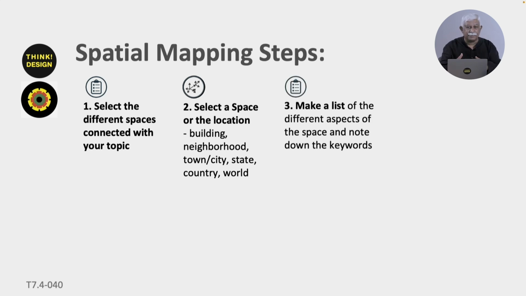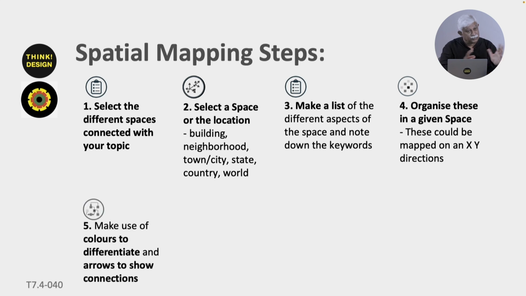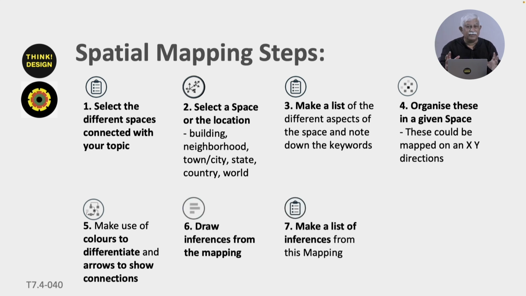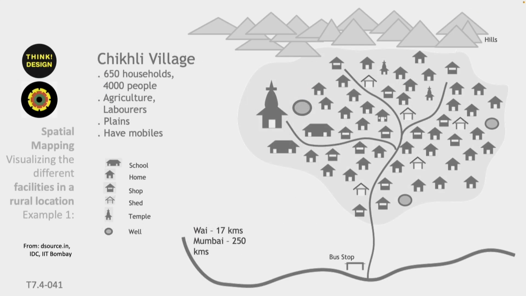Make a list of the different aspects that you need to put on the space and note these down as keywords and organize them in the given space. You can make use of both the x and y coordinates as directions to do this. Make use of colors to differentiate and arrows to show the connections, so it means that it has started from here and gone to the next place. Draw inferences from the mapping and make a list of these inferences. It's very simple.